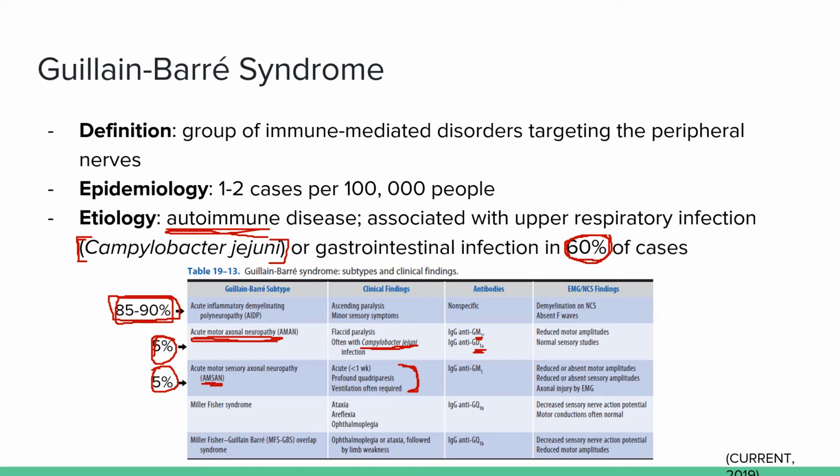Also, we have Miller-Fisher syndrome, which represents 2 to 3% of all cases. Its clinical findings are ataxia, areflexia, and ophthalmoplegia. The antibody strongly associated with this disease is anti-GQ1B autoantibodies.